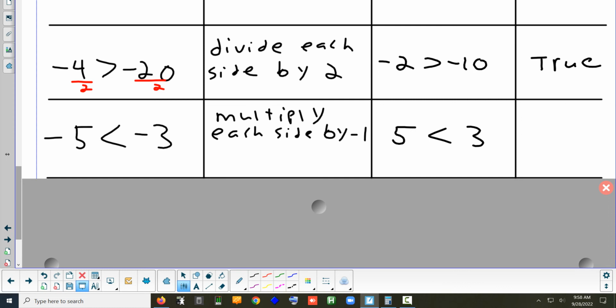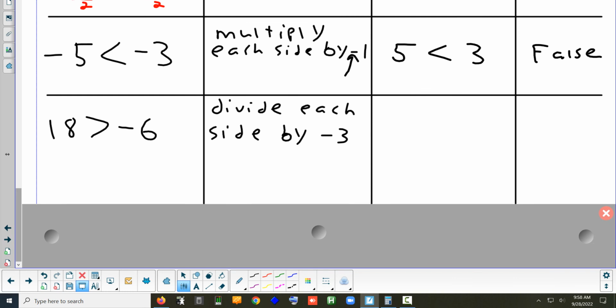Is that true? No. So that time it didn't work. We multiplied both sides by the same number, but we ended up with something that wasn't true this time. And it has to do with this. It's because we multiplied both sides by a negative. Let's try a division one.